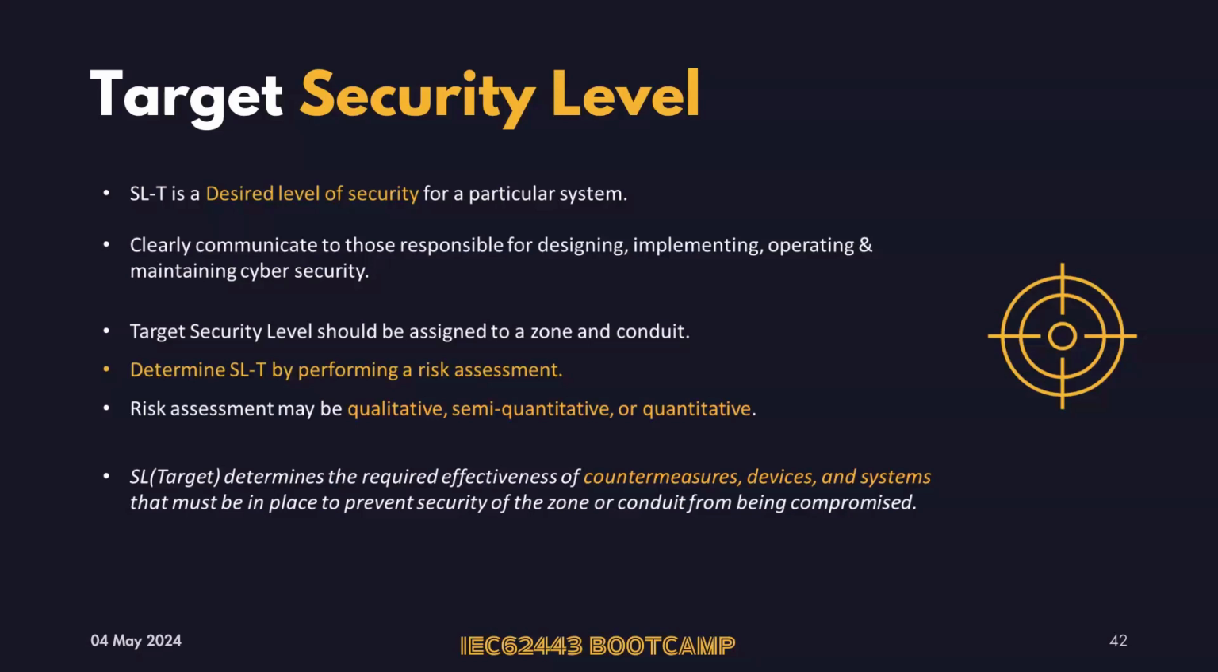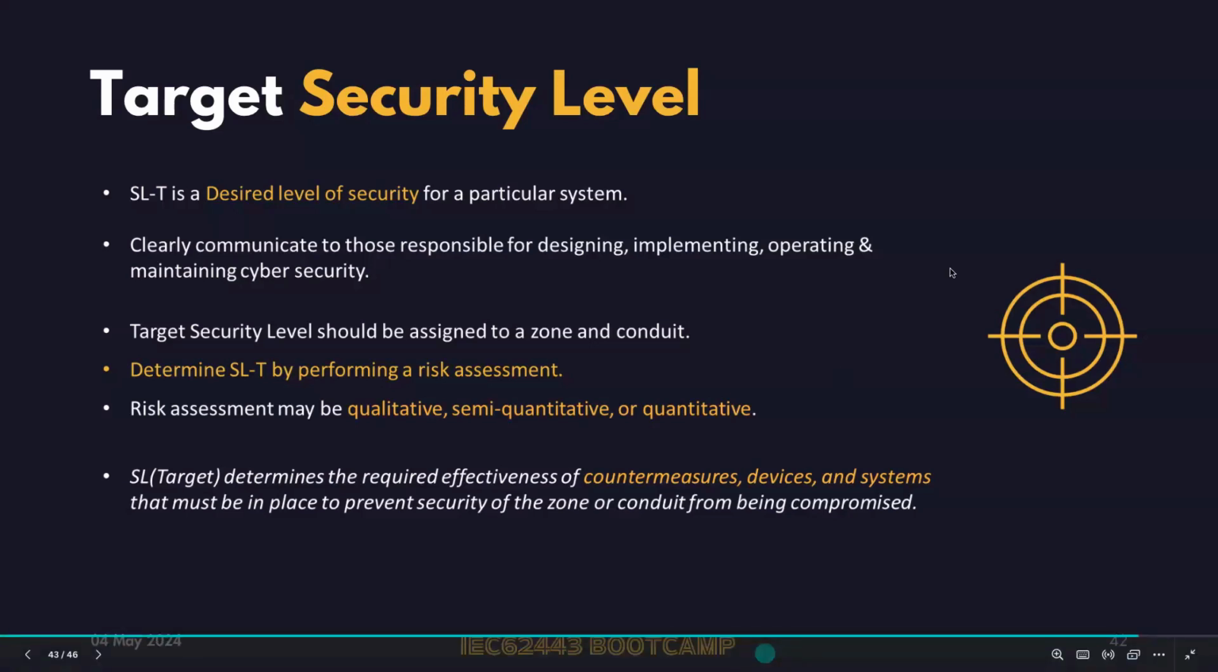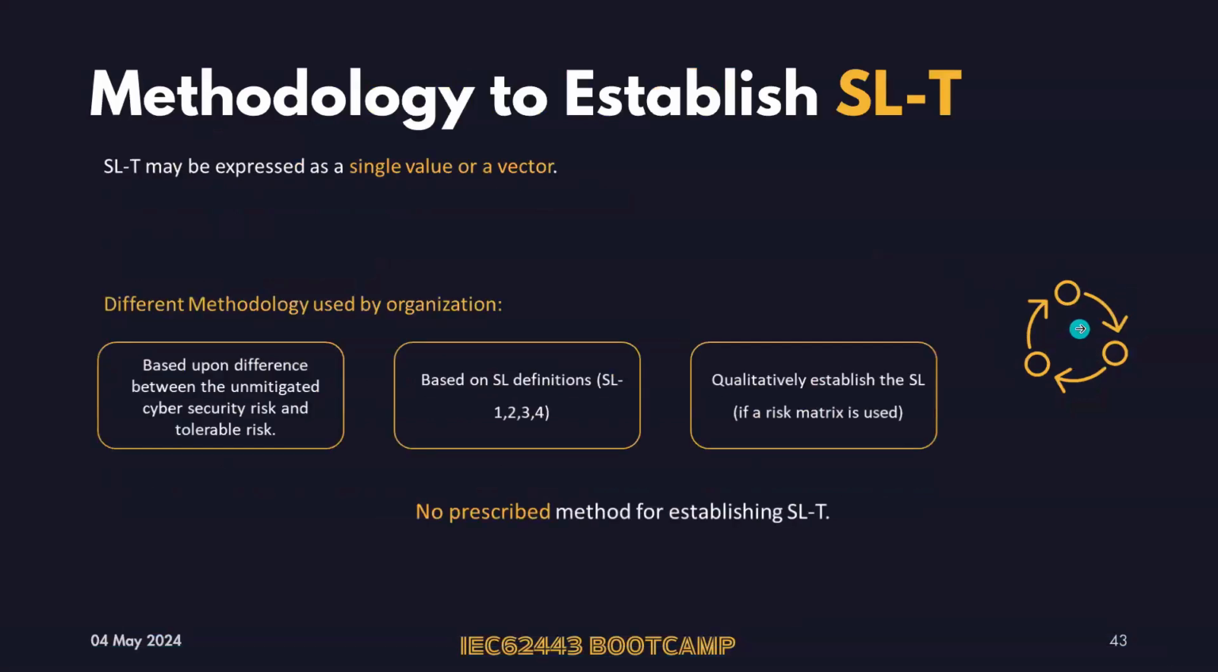So what are the methodologies that we use for the target security level? Can we go to the next slide? See, SL-T can be expressed as a single value, such as SL1, 2, 3. Most of the time we have seen, or maybe a vector, where it has to have the foundational requirements. We have discussed FR1 to FR7, right? Foundational requirements. For some systems, identity and access control could be a higher number than maybe time synchronization or availability. So in that case, the vector value will change.